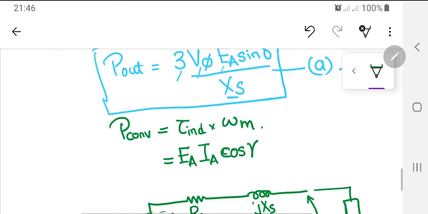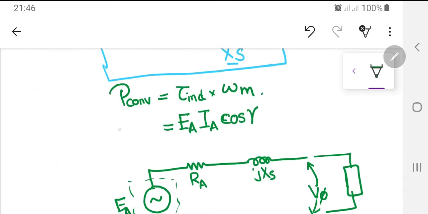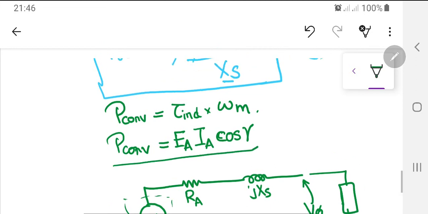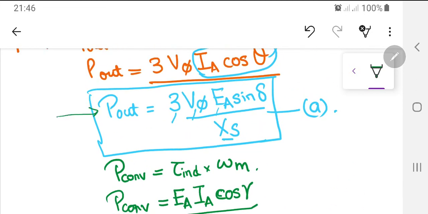So the P converted, that is the electrical power which is converted, is equal to EA IA cos of gamma. This is the converted power, and this is the output power available in the form of the equation 3 V phase EA sine of delta divided by XS.